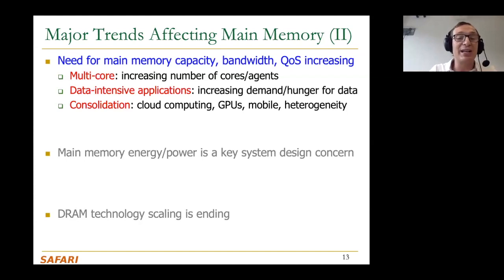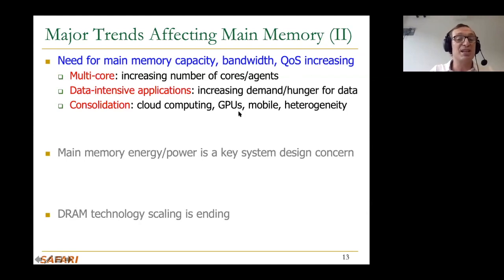We can maximize the area efficiency, we can maximize the cooling efficiency, we can maximize the building efficiency in a data center, for example. If you consolidate more and more, run more applications at the same time, that's good for all of these purposes. But this drives the trends for main memory capacity up. You want more capacity now in a single node. You want more capacity in a data center. You want more bandwidth. You want better latency, better quality of service, better predictability, etc.